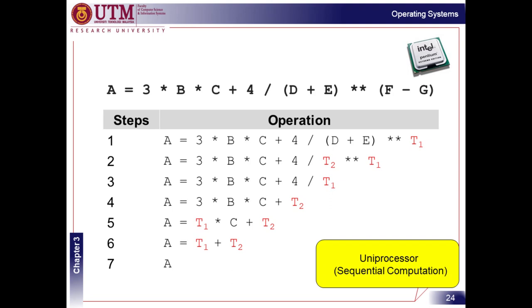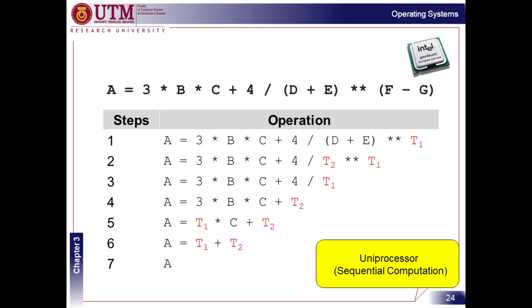For example, in step 1, the system computes the value of F minus G and stores it in a temporary variable T1. In step 2, the system computes the value of D plus E and stores it in another temporary variable T2. And so on, until the final value of A is obtained in step 7.